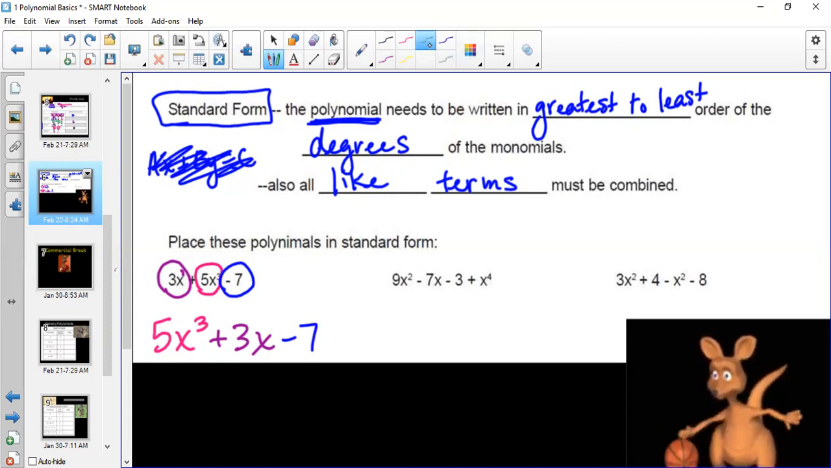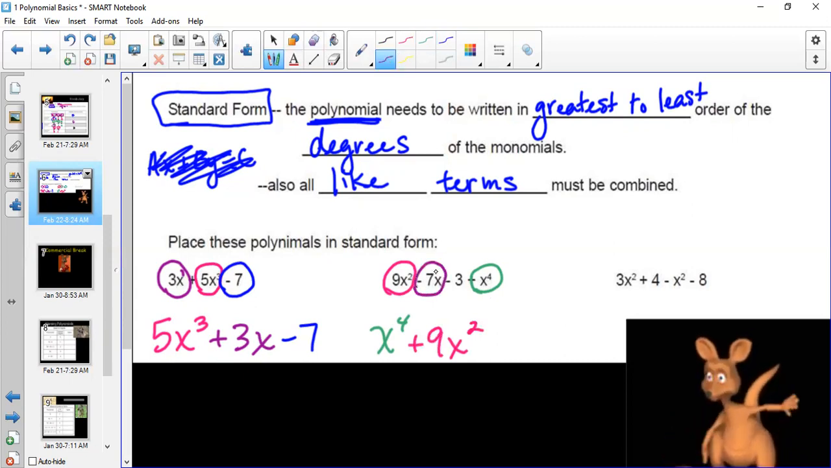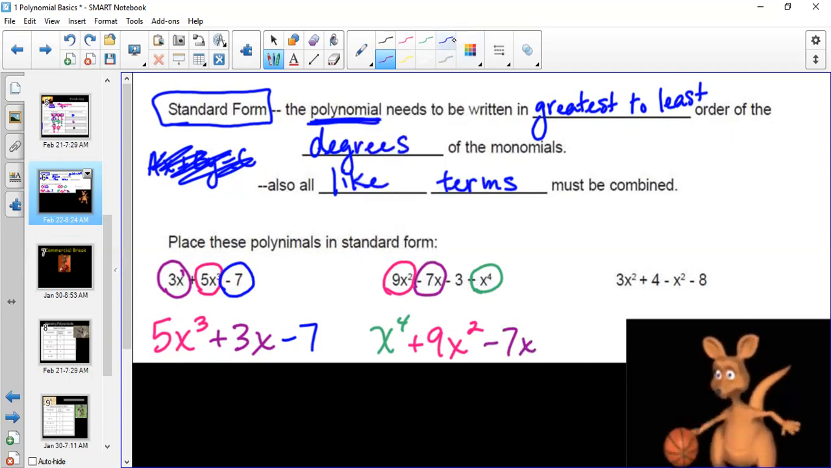All right, next one. Biggest exponent was our positive x to the 4th. That would come first. Then would come our 9x squared, which was positive, so I'm going to put a plus. Then we have our negative 7x would come next. And last, our constant would be our negative 3, and that is standard form of that polynomial.